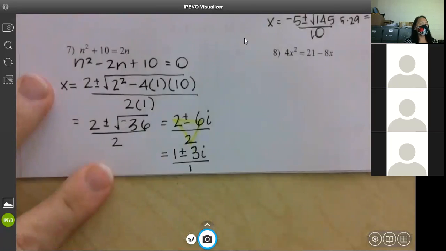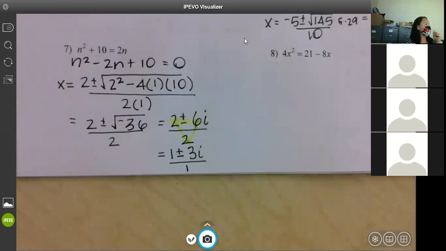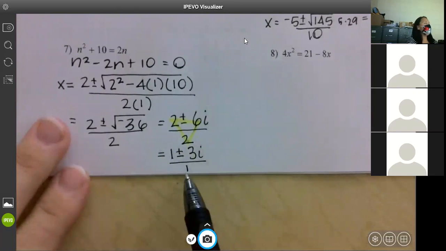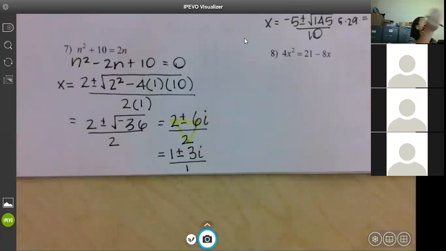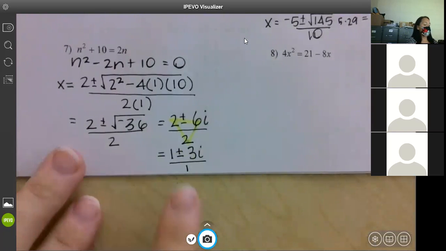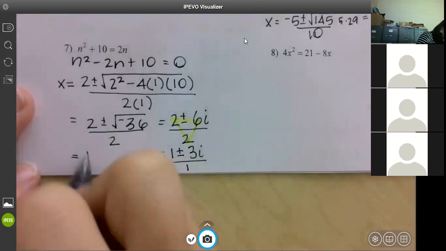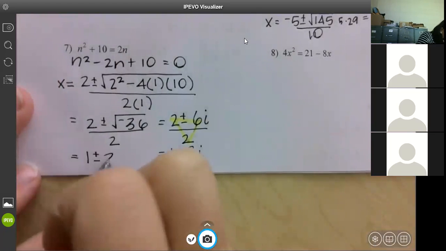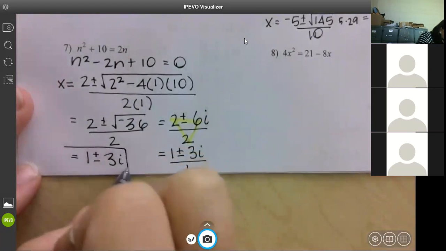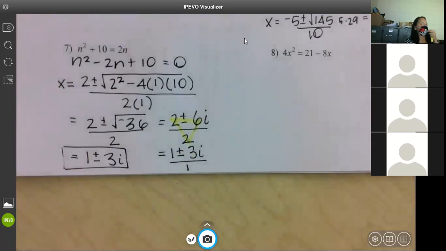Listen carefully because this is where people mess up. I say this every year and they still mess up. You can get rid of the 1 on the bottom. Remember, if it's a whole number, I don't need to divide by 1 underneath it. The 1 in front, I have to have. So the final answer on this one can be written as 1 plus or minus 3i, but you have to have the 1 in front. You don't have to have the 1 on the bottom.